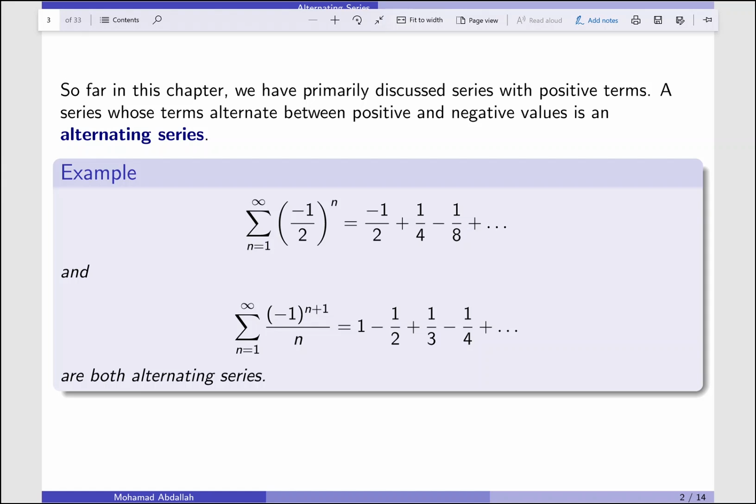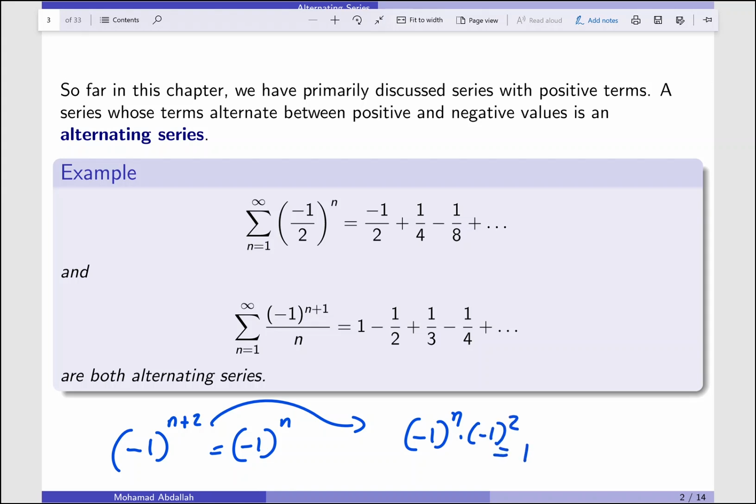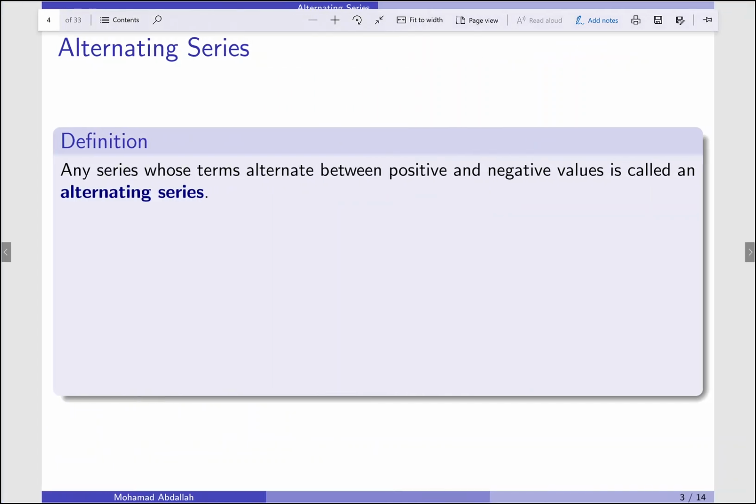Here's another example. It's not necessarily that it has to be negative 1 to the n. It could be negative 1 to the n plus 1. It could be negative 1 to the n plus 2. It could be anything. Remember, if you got negative 1 to the n plus 2, that's the same as negative 1 to the n. The reason is very simple, because this is negative 1 to the n times negative 1 squared. So this is just 1, so that's negative 1 to the n times 1, which is negative 1 to the n. So you can always write it in this way, like negative 1 to the n or negative 1 to the n plus 1. So these two are examples of alternating series.